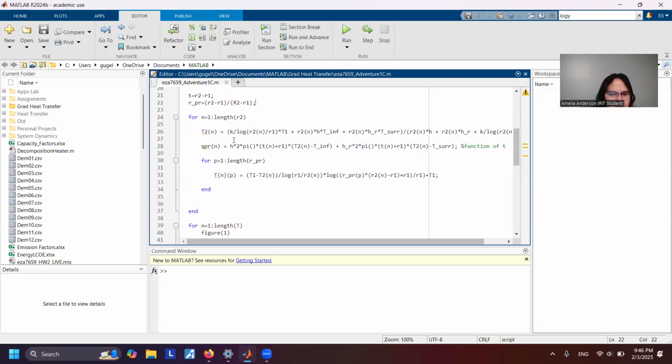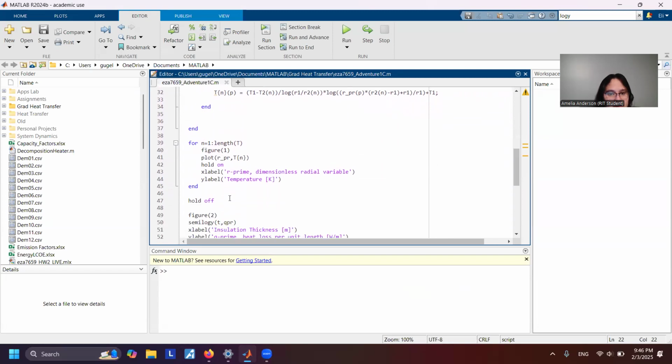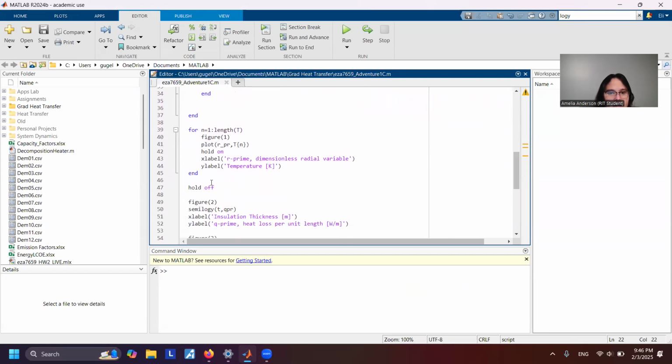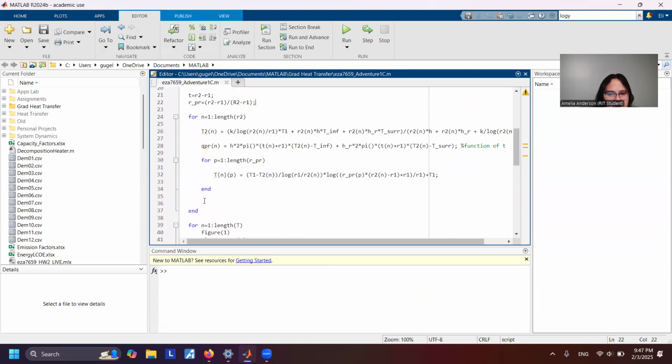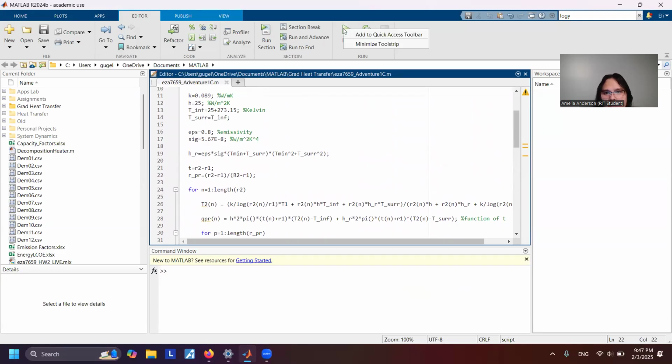For every R, it's also going to calculate the temperature profile for every R prime. So it's a nested for loop. And then we're going to plot all of these things on their own charts. If I run this real quick, I believe in you, computer.